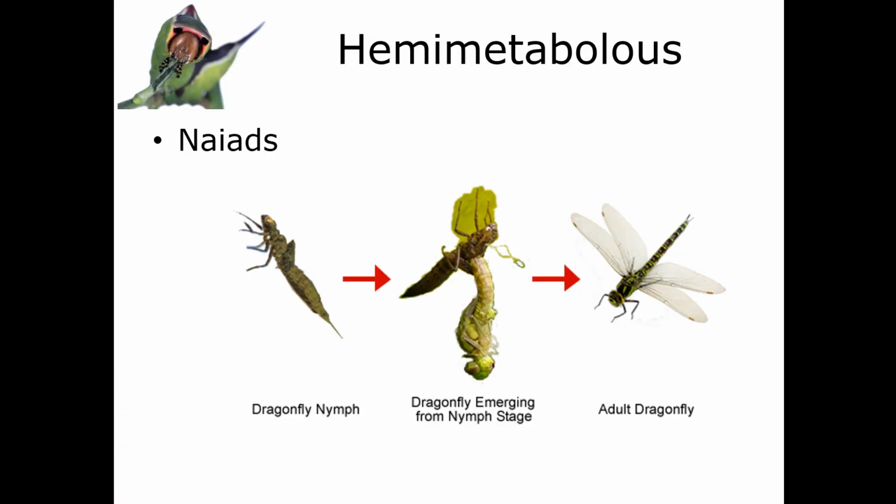Another type of gradual metamorphosis is called hemimetabolous metamorphosis. So hemi means half, and in hemimetabolous development, the young look a lot like the adults with two major differences. In particular, the young do not have wings, while the adults do. That may sound a lot like parametabolous, and in some ways you're right.